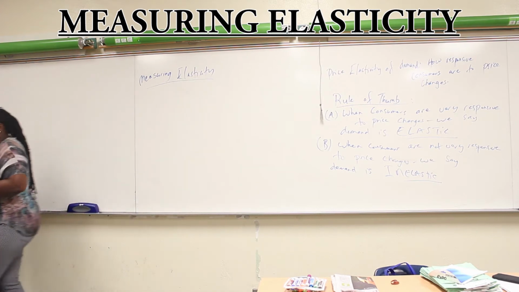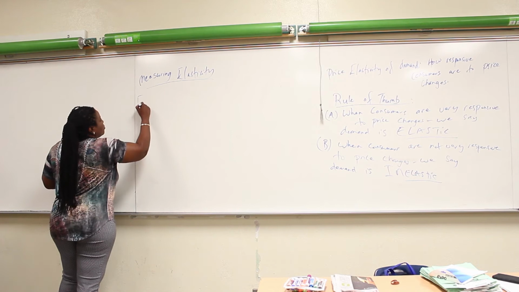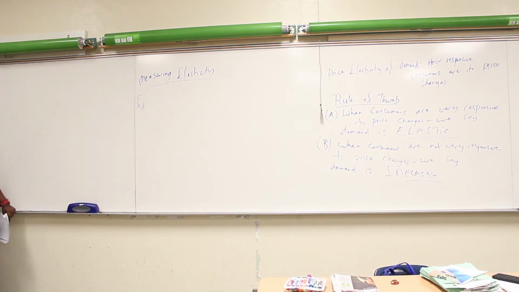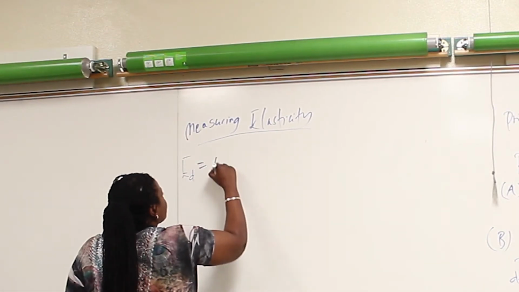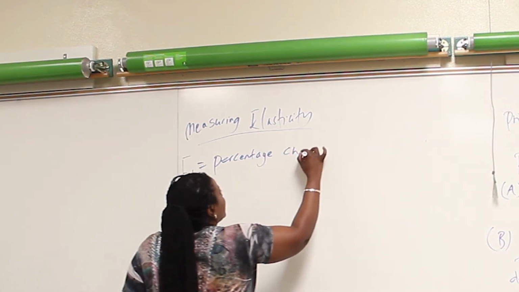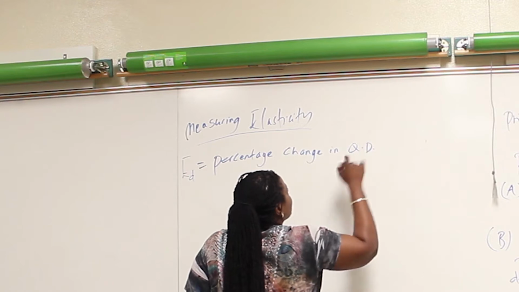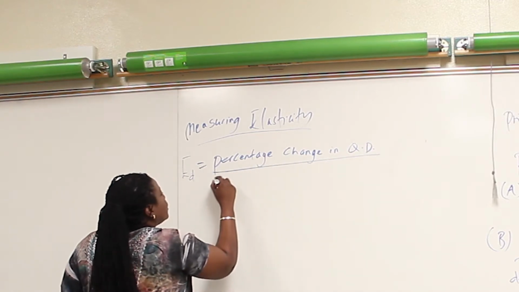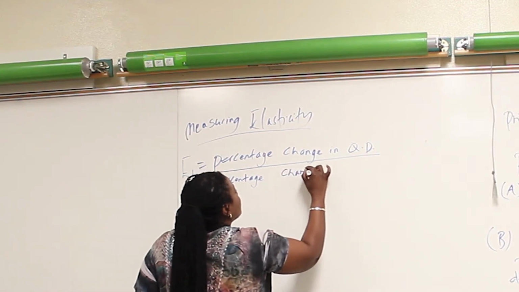Measuring elasticity. If you want to measure this, here's what we do. That's the symbol for price elasticity of demand, E of D. If you want to measure it, E of D is equal to the percentage change in quantity demanded. That's what QD is. And you're going to divide that by the percentage change in price. And I'm going to explain this.